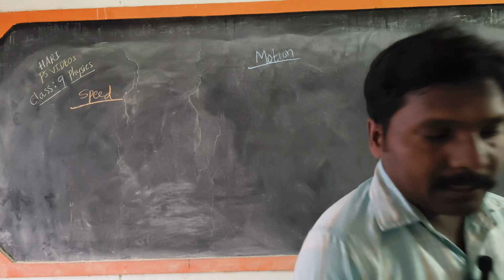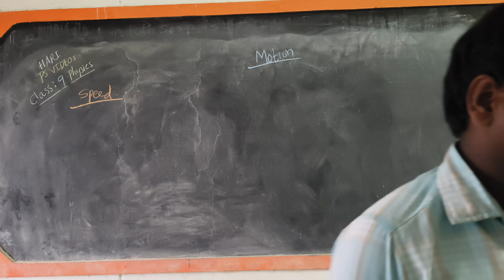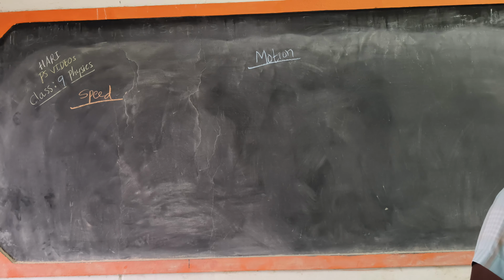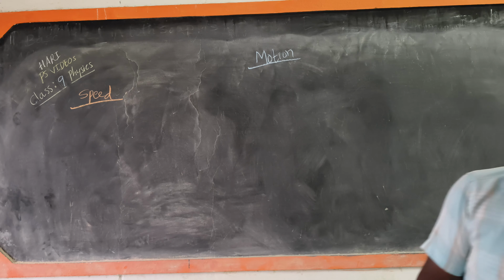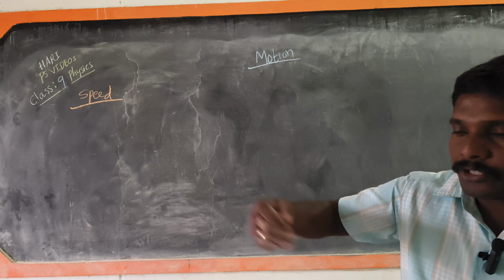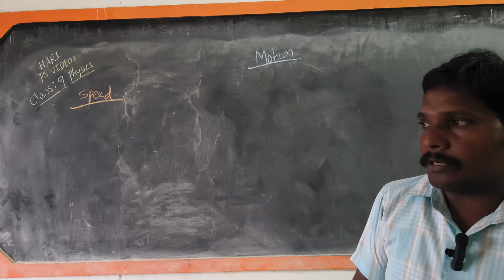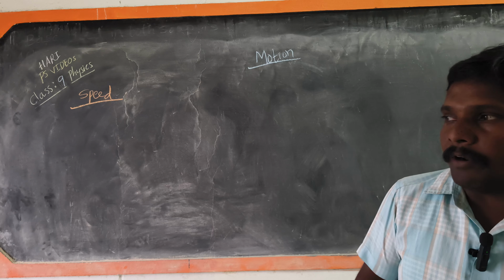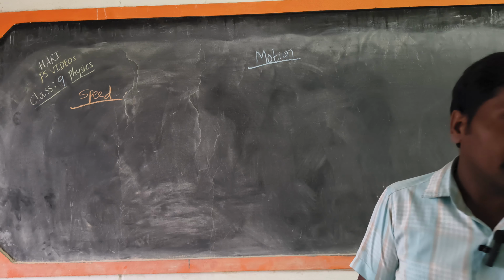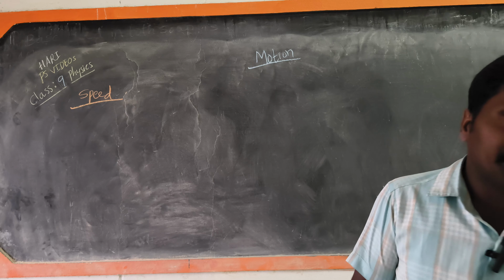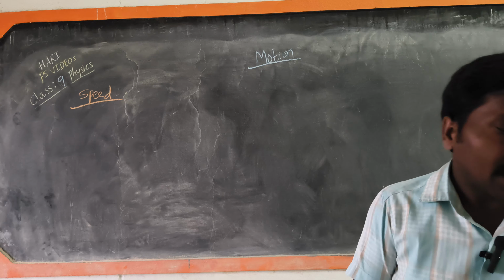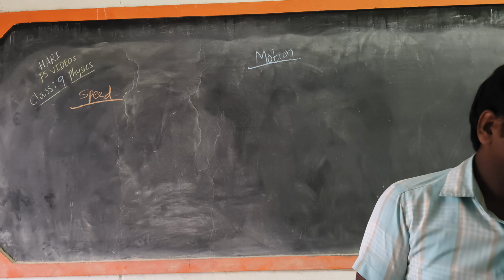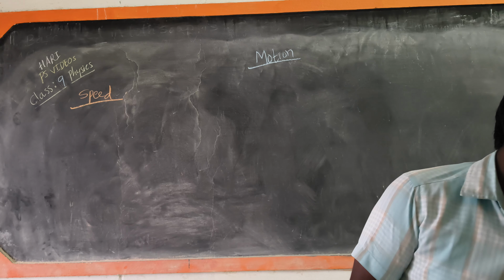Then what is meant by speed? If anyone walks slowly, we can say their speed is lesser. If someone is running very fast, then we can say that speed is high.